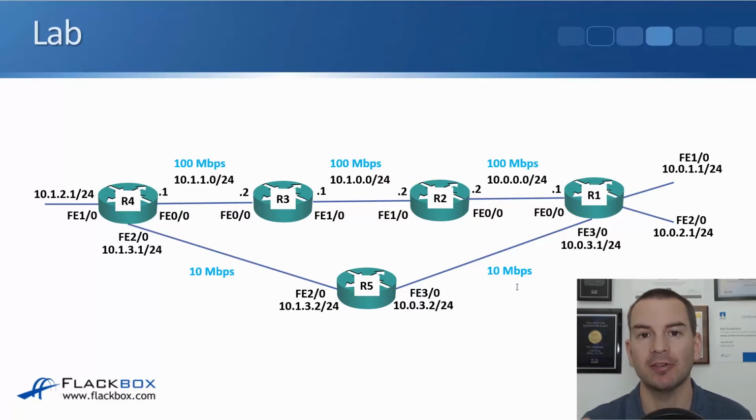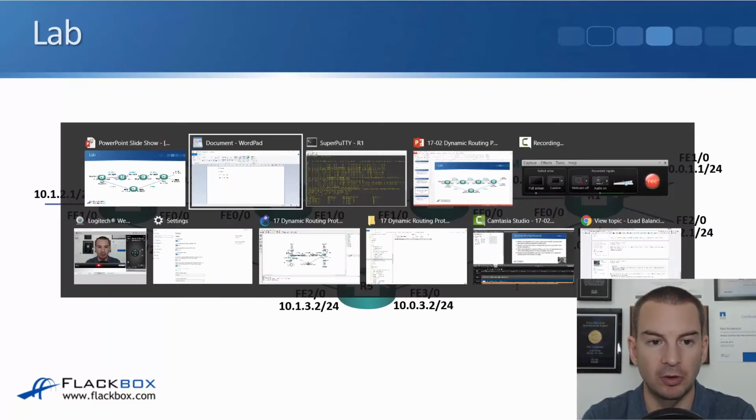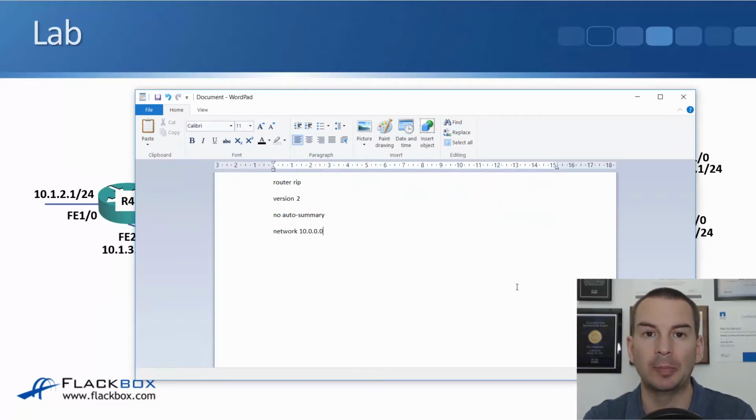Now, the focus of this section is not on the routing protocol configuration. We'll get into that when we cover each of the routing protocols individually in their own separate sections later on. The point of this section is to show you the commonalities, the things that work the same on all of the different routing protocols. So I'm going to use RIP, the Routing Information Protocol, for this demo, and I'll show you the configuration now. So I've got that configured in WordPad here.